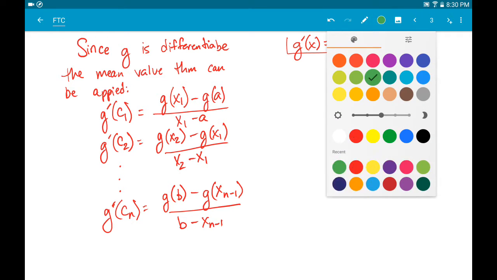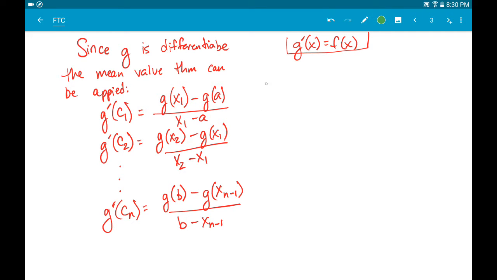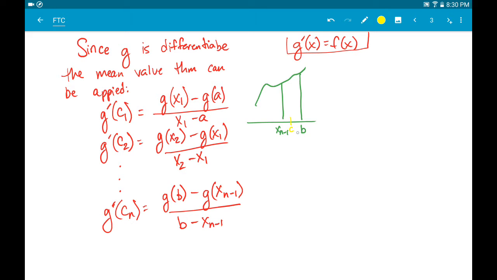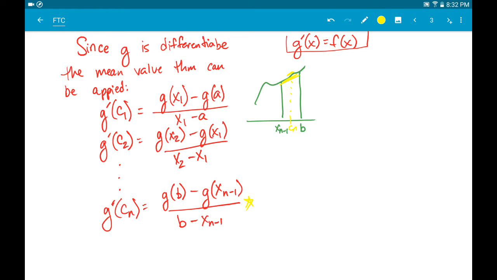Again, just to refresh, and you can fast forward if you're sick of it, I'm talking about this last rectangle, where this is b, and this is x sub n minus 1. There's some c value in here that we're calling cn, and we're finding this slope, and then we're saying that there's some other slope in here. That's what this means. All right. We're going to go to one last page here, and we should be able to finish it up.